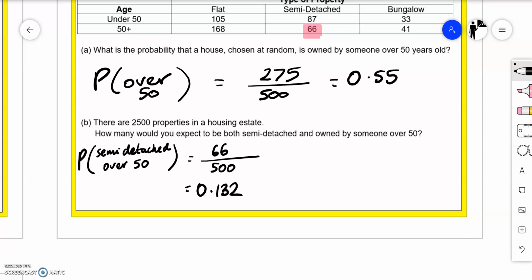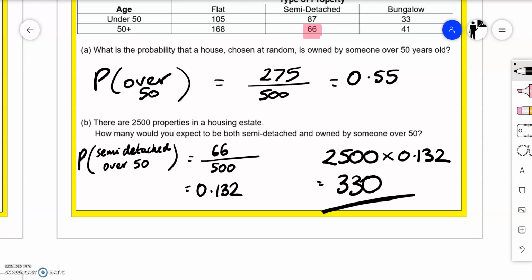So what we're going to need to do now is take our probability, what we expect, and multiply that by the number of properties that there actually are. So there's 2,500 properties. So we're going to need to multiply that by what we expect. So 2,500 multiplied by 0.132. So we would expect 330 properties to be owned by someone over 50 that are also semi-detached.